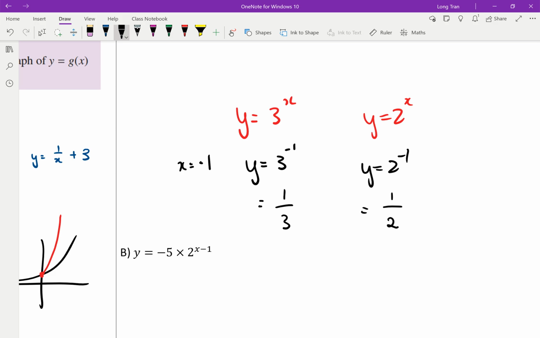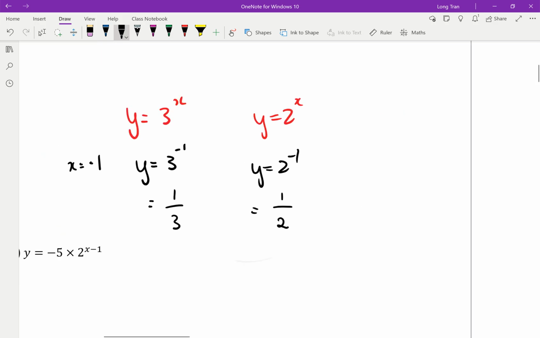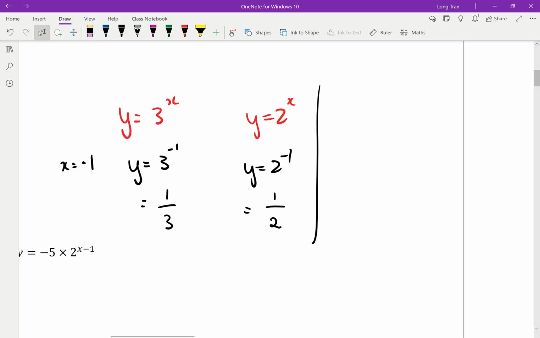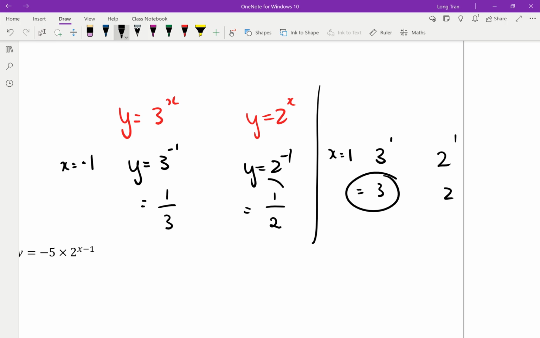Half is bigger. So what was interesting is if I substituted a positive number, x equals 1, you end up with 3 to the power of 1, and the other one was 2 to the power of 1. So this is 3, this is 2. So you would say 3 is bigger. But then on the negative side, notice half is bigger.